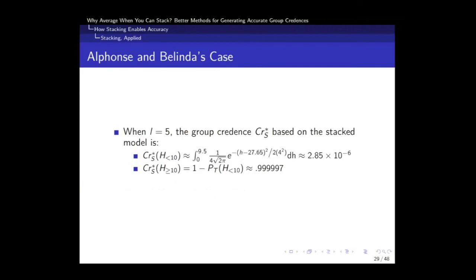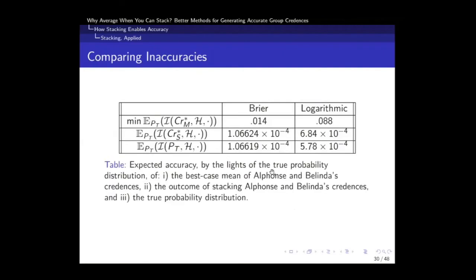And when L equals 5, the group credence based on this stacked model is such that the credence that there should be less than 10 hairs observed in the forest is very close to 0, relatively speaking, and the probability that there are 10 or more hairs observed is very close to 1. And we can compare the best case scenario for Alphonse and Belinda, a mean of their credences, by the lights of the true model, to the stacking-derived group credence, and its expected inaccuracy by the lights of the true model. We see that we get much lower Brier and logarithmic scores, much closer to the best case scenario, which is the expected inaccuracy of the true model by its own assessment, right? And so what this shows is that we've been able to derive a much more accurate credence using stacking rather than taking a mean, right?